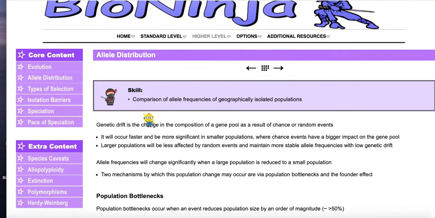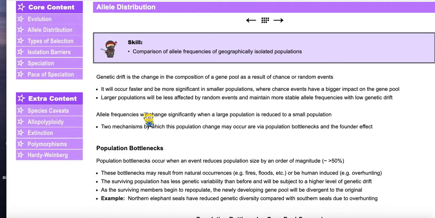So let's get started. So the skill for this section is to be able to do a comparison of allele frequencies of geographically isolated populations. So let's start by understanding genetic drift and what drives genetic drift.